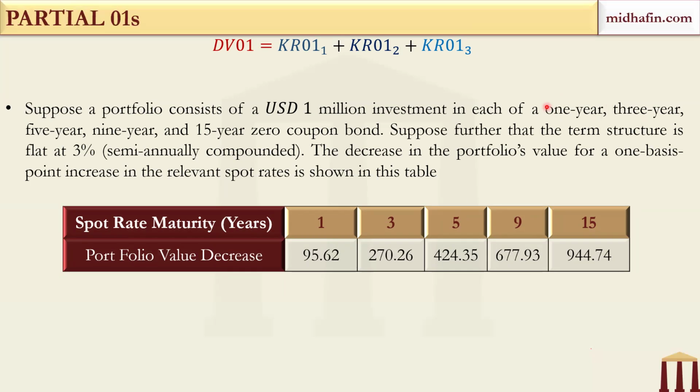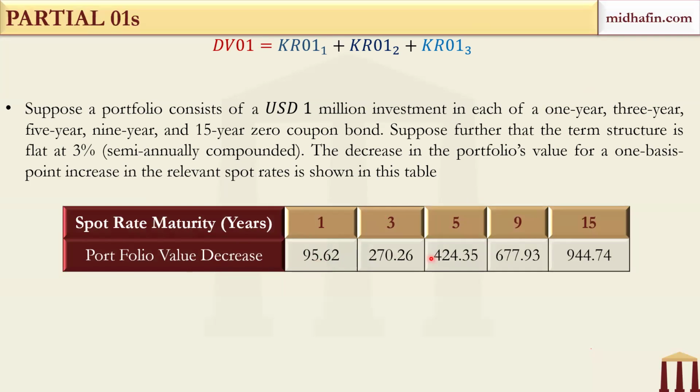Okay, because it's a zero coupon bond. And a 3-year zero coupon bond's price will be affected if and only if the 3-year rate changes. It has nothing to do with a change in the 1-year rate. So the change in the portfolio value because of a one basis point increase in the 1-year spot rate happens because of only one security, that is the 1-year zero coupon bond.